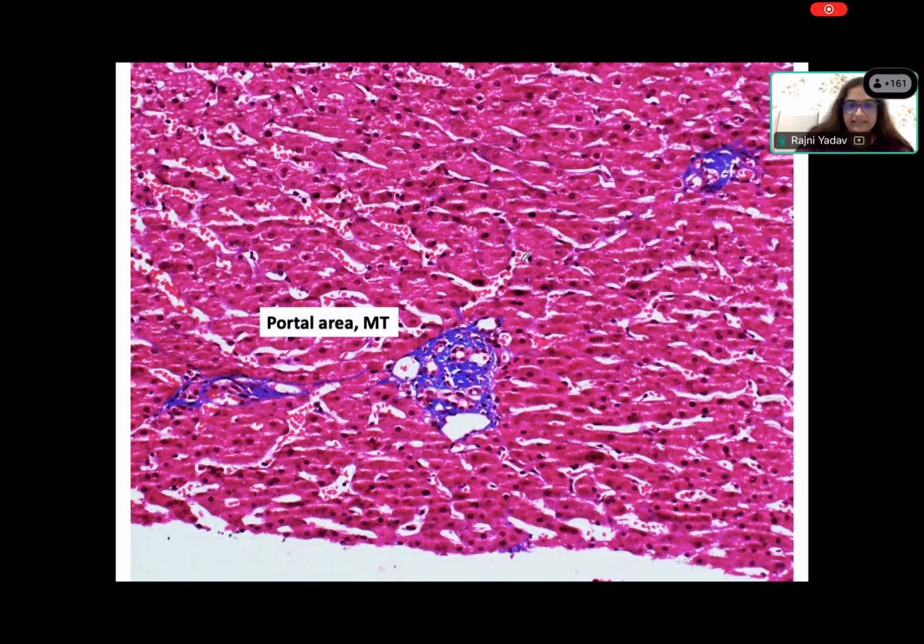Now this is an H&E stain. Again, see, it is highlighting the portal area. This is one of the portal areas. This is another portal area. So here we can see the duct, the vein, and the arteriole. And see, the contours are fine. So that means there is no fibrosis. You don't have these irregular bands of fibrosis.